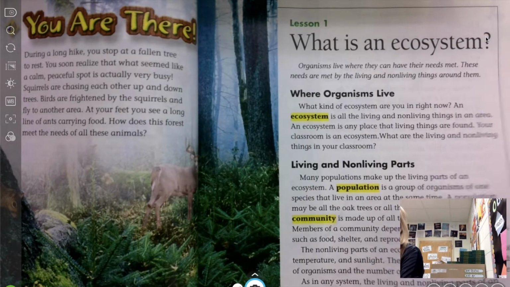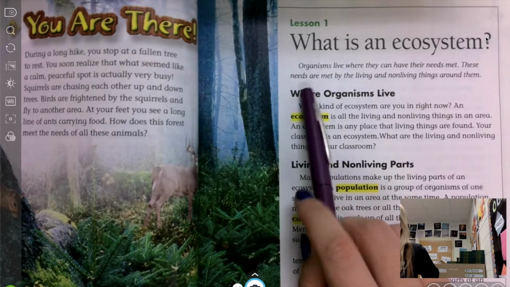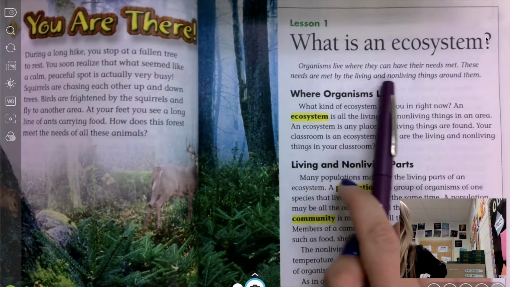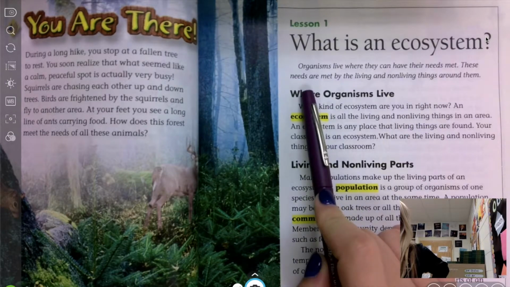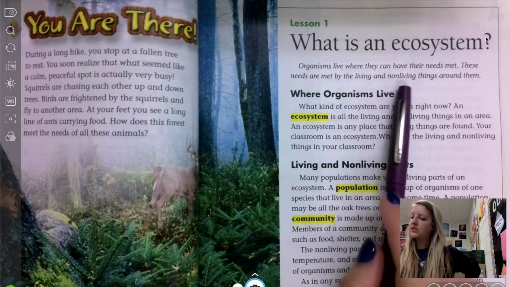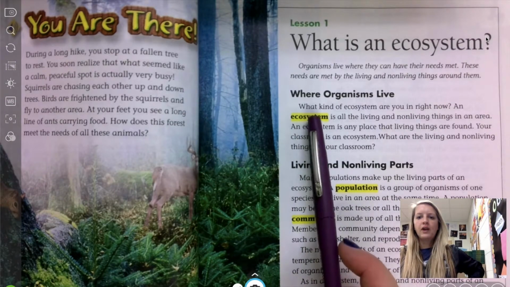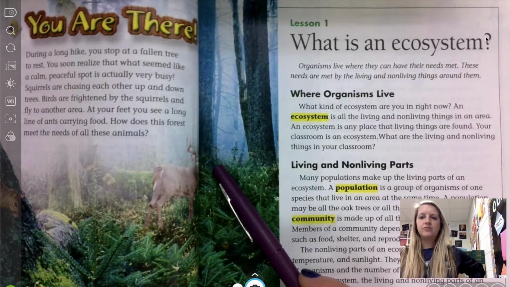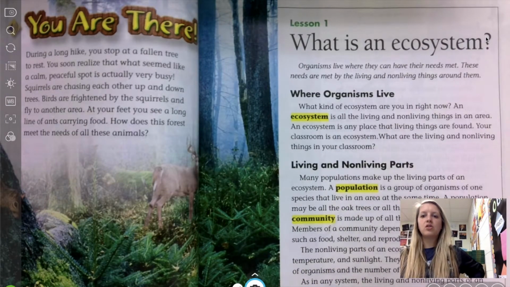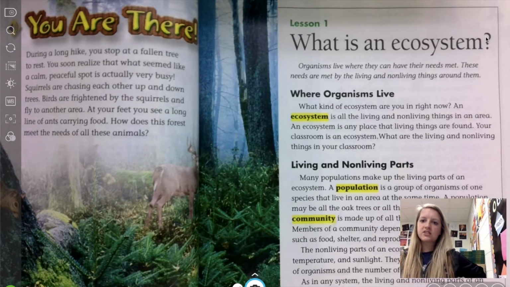We're going to be looking in lesson 1 at what is an ecosystem. Organisms live where they can have their needs met. These needs are met by the living and non-living things around them. Where organisms live. What kind of ecosystem are you in right now? An ecosystem is all the living and non-living things in your area. An ecosystem is any place that living things are found.